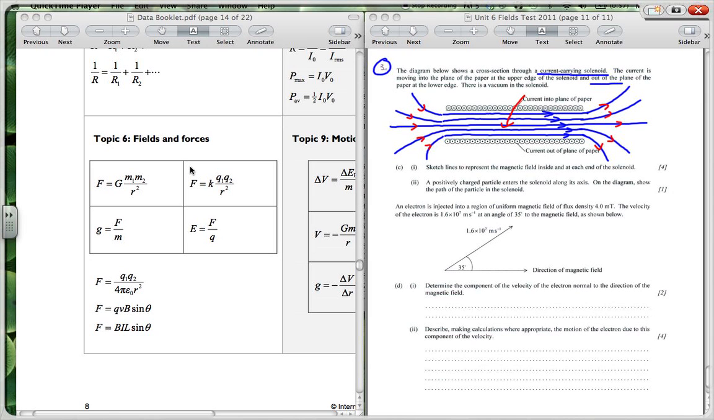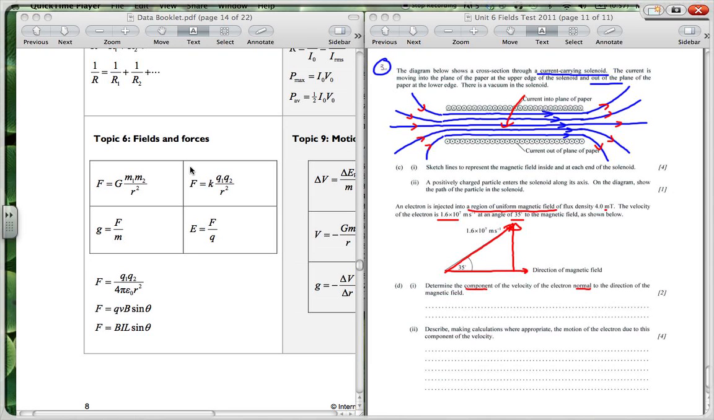Then it says an electron is injected into a region of uniform magnetic field with a flux density of 4 millitesla. The velocity of the electron is 1.6 times 10 to the 7 meters per second, at an angle of 35 degrees to the magnetic field as shown below. So the direction of the magnetic field is in that direction, and our electron's motion is like that. Determine the component of the velocity of the electron normal, that's 90 degrees, to the direction of the magnetic field. So we're looking at this component there.